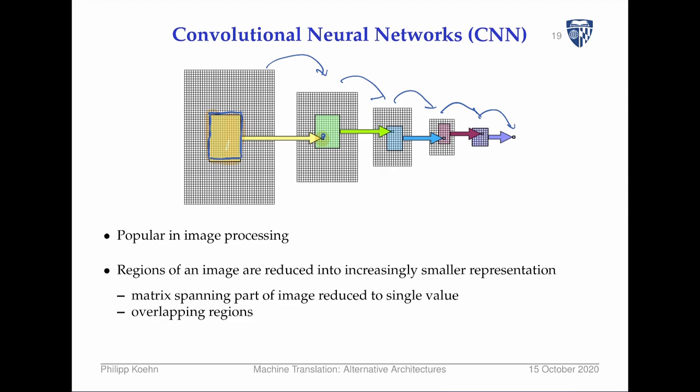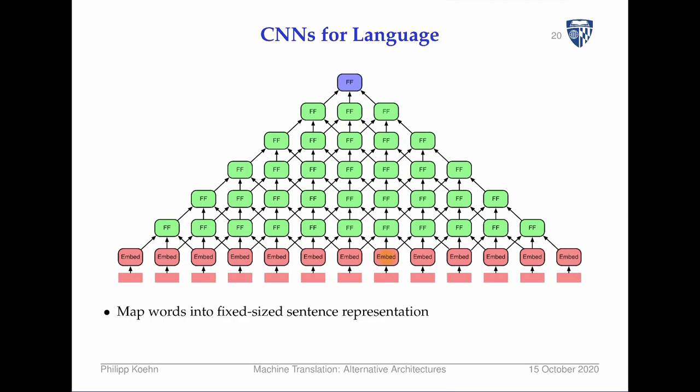And maybe this is a face detector. So this is pretty popular in image processing, where regions of the image are reduced into increasingly smaller representations, and we have all these overlapping regions. So here is how this might look for language.